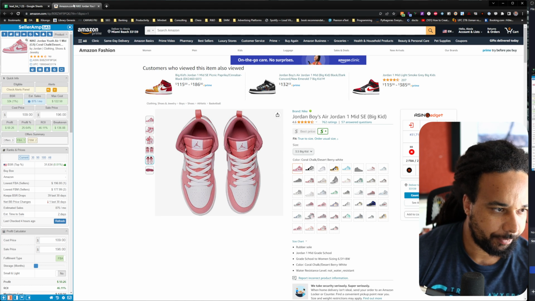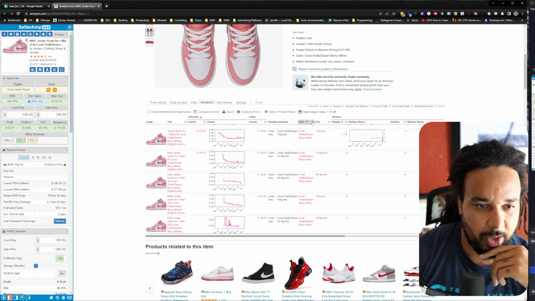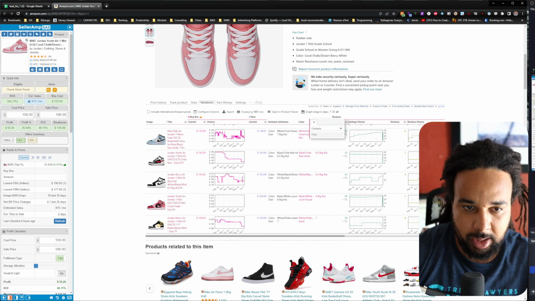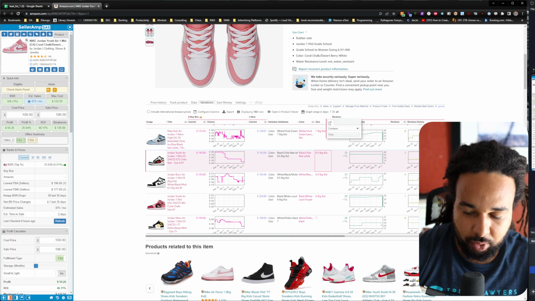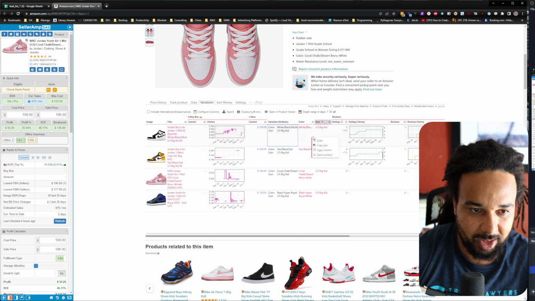Let me think. What I would do is this as well. Let's remove this filter. And what we can do next is look at 3.5 and see if it's a size that is actually selling. So yeah, it's a size that is actually selling on other listings.